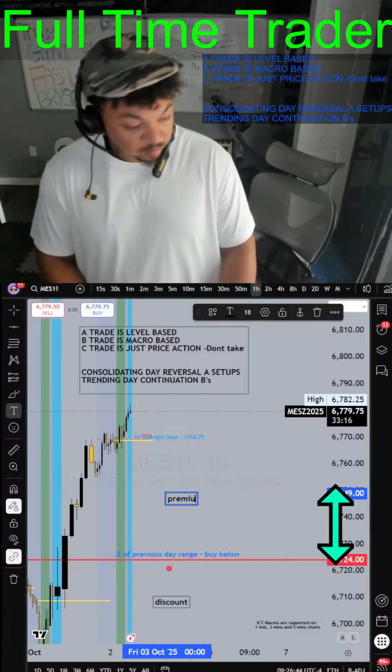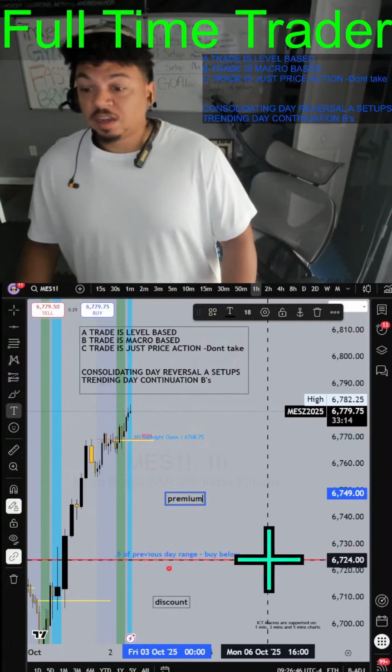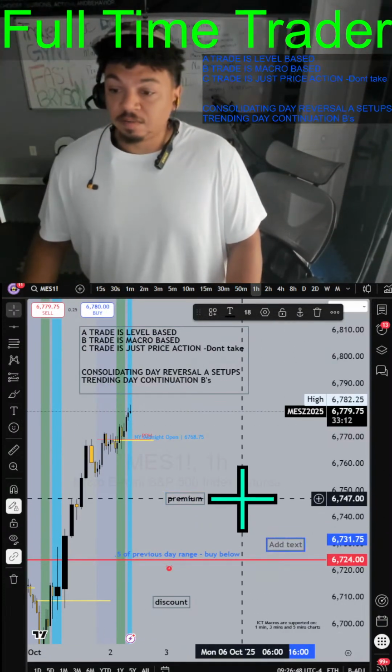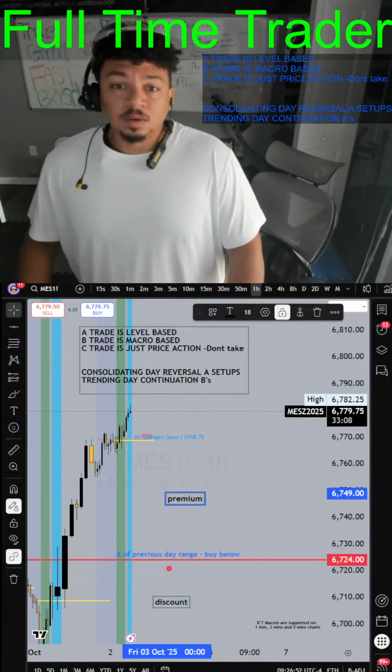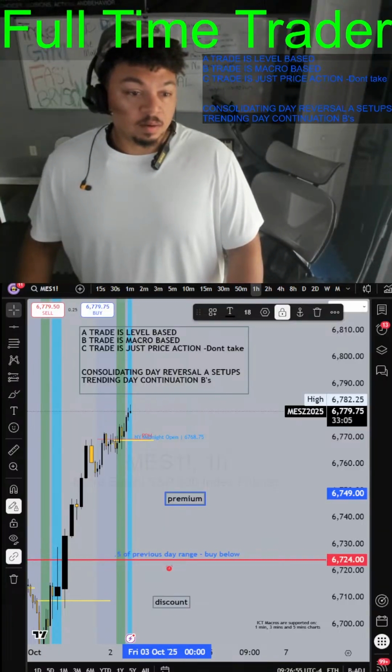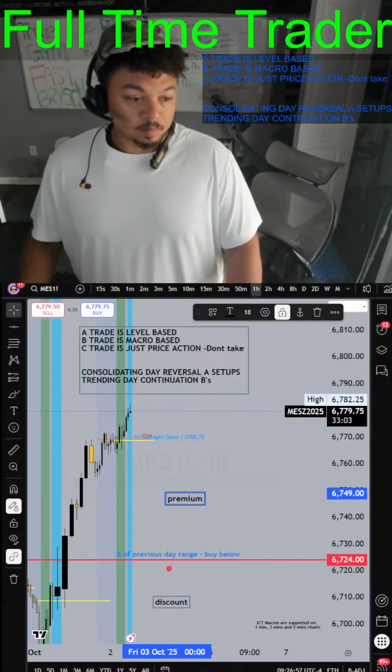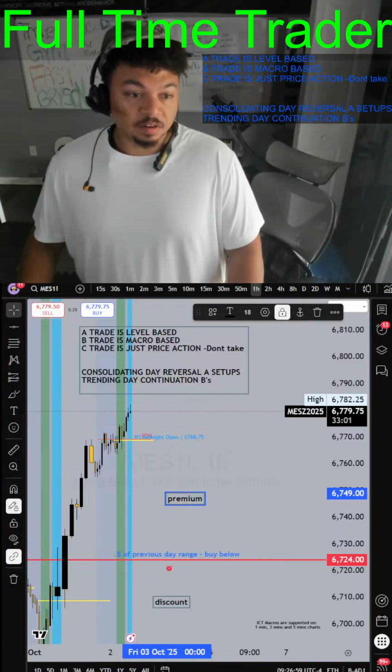If you're not familiar with these concepts, just check out ICT. He has a lot of different stuff talking about premium discount. It's listed in the 2022 mentorship. You can check out TT Trades. You can check out a lot of different people to get this information.